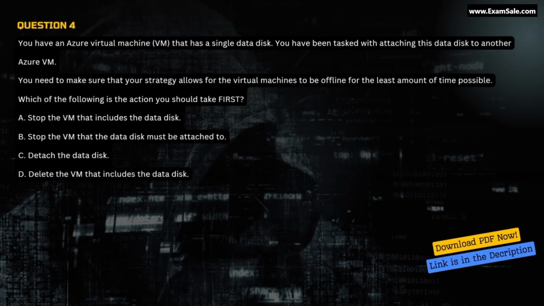Question 4. You have an Azure Virtual Machine, VM, that has a single data disk. You have been tasked with attaching this data disk to another Azure VM. You need to make sure that your strategy allows for the virtual machines to be offline for the least amount of time possible. Which of the following is the action you should take first? A. Stop the VM that includes the data disk. B. Stop the VM that the data disk must be attached to. C. Detach the data disk. D. Delete the VM that includes the data disk.